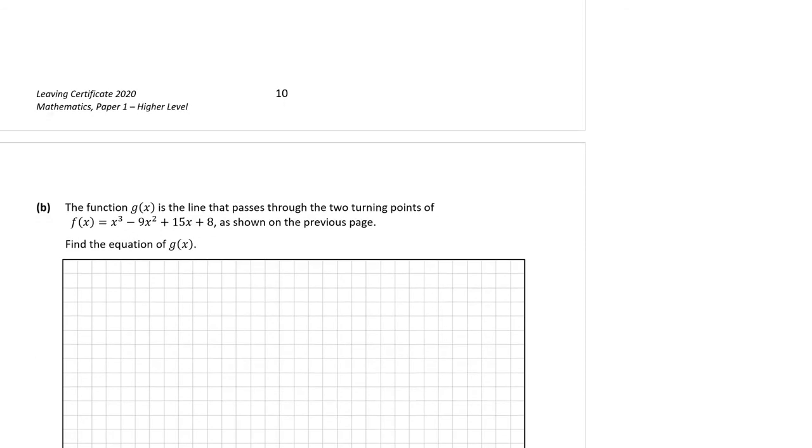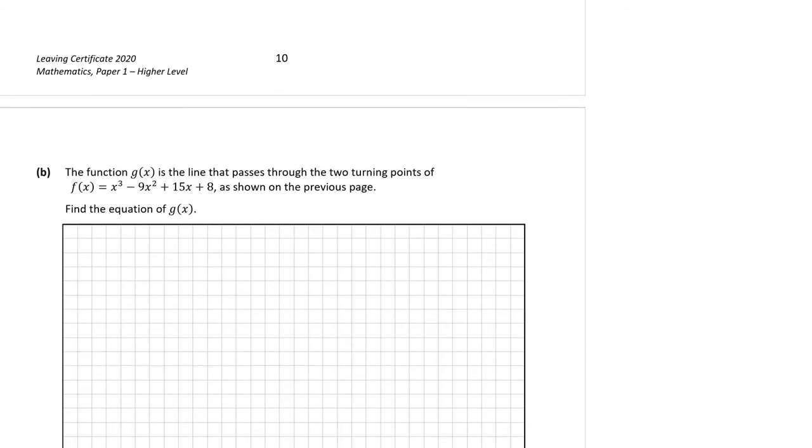Function g of x is a line that passes through the two turning points of that function. Find the equation of g of x. So for the equation of g of x, you need to know a point on it and you need to know its slope. Well, the slope can be worked out if we know two points on g of x. We know that it passes through the turning points, so we need to find the turning points of f of x. And the turning points on any function happen when the slope is equal to 0. That's the slope of the tangent.